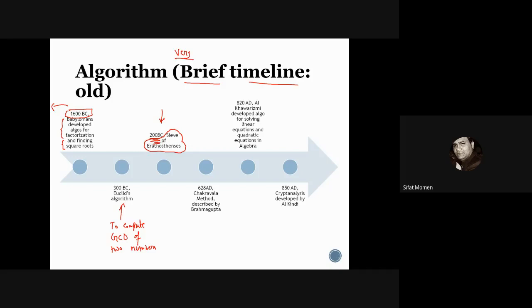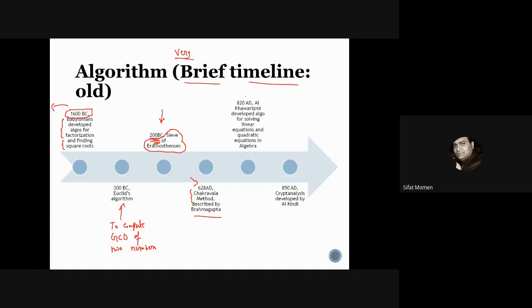But still, I mean, we use it, right? So this is just to give you some ideas about how old this discipline is, okay? How old and rich. In 628 AD, we have something called the Chakravala method that was described by Brahmagupta. Okay, don't worry about that.